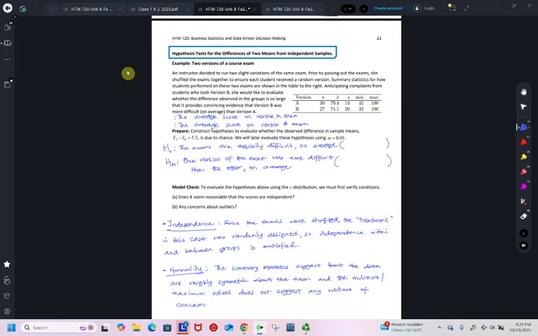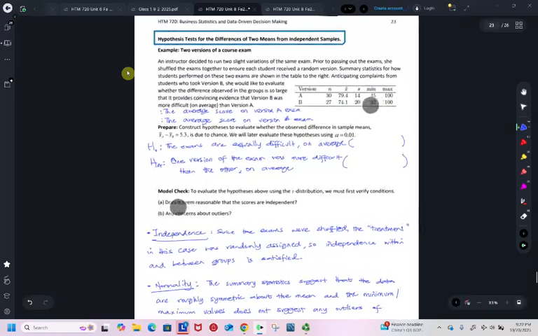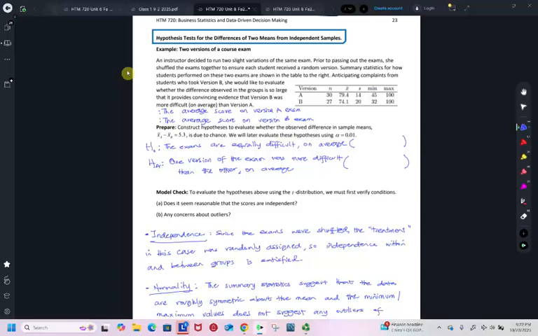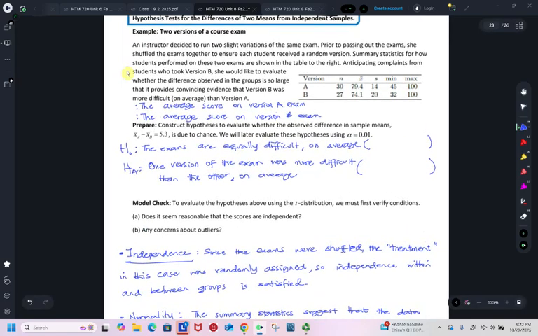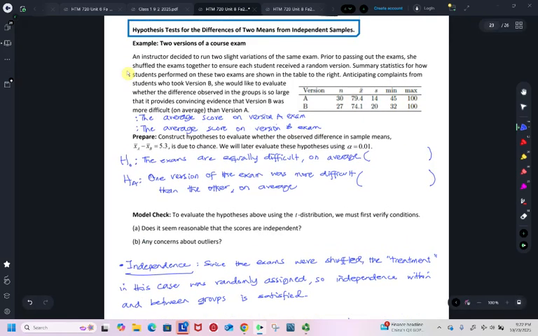In a previous video, we talked about how to construct a confidence interval for the differences of two population means based on two independent samples. In this video, we're going to complement that former experience with how to conduct hypothesis testing for the differences of two population means from independent samples. We consider the first example here, which talks about two versions of a course exam.